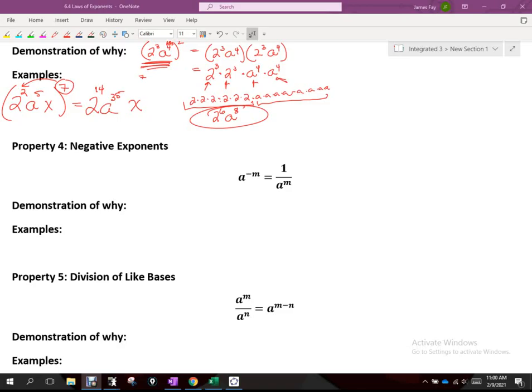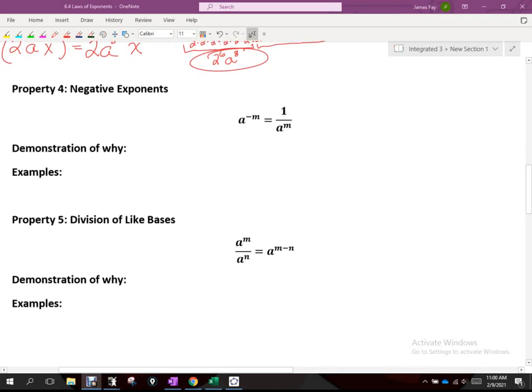All right, guys, I'd like to talk about, I'm actually going to come down here to property 5 first. It says division of like bases, okay? And kind of walk through why this rule works, okay? So with multiplication of like bases, you did what with the exponents?